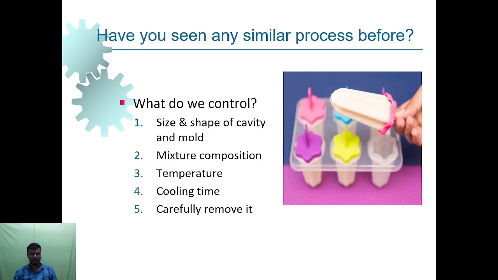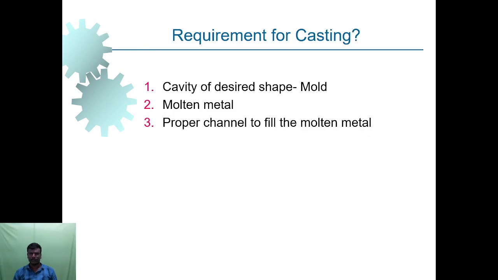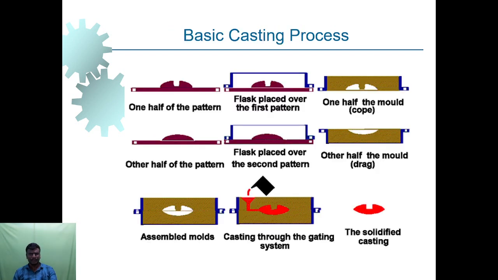Next, the mixed composition of the casting. Next, the temperature and cooling time, and carefully remove it. The requirements of casting are a cavity of the desired shape in a mold, then the molten metal, and a proper channel to fill the molten metal.